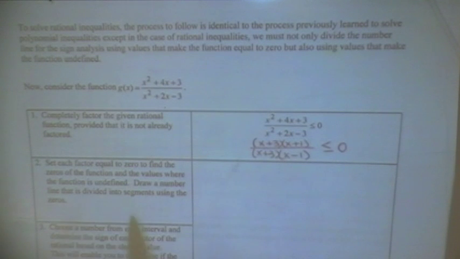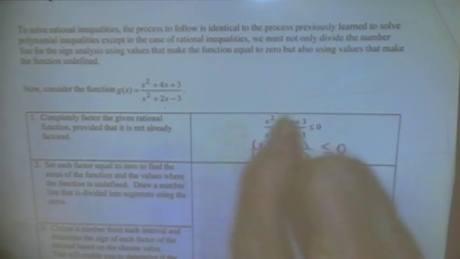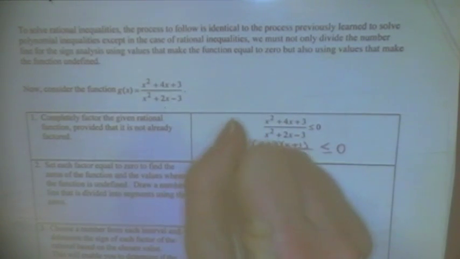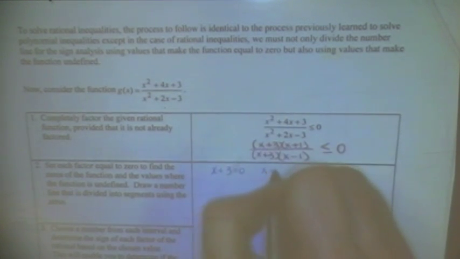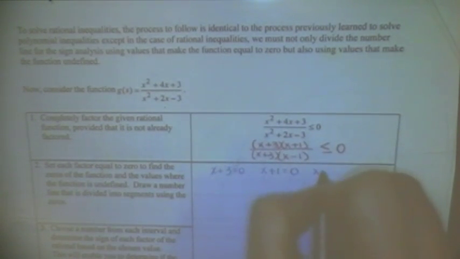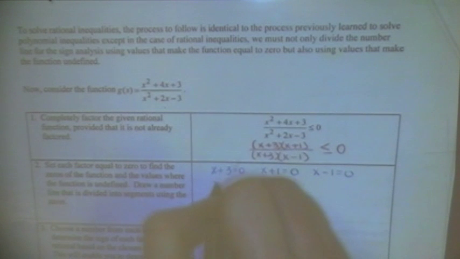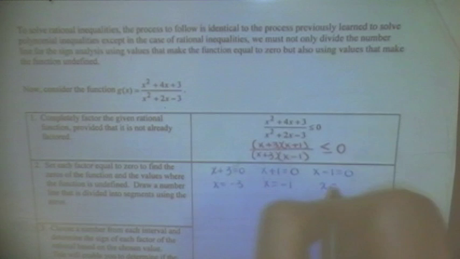Now, step number 2. Set each factor equal to 0 and find the zeros of the function and where the function is undefined. Now, we did this on the previous page, but just so you know what we're doing, x plus 3 equals 0, that's here. x plus 1 equals 0. x plus 3 I've already written, so you don't have to write it twice. And then x minus 1 equals 0. So x equals negative 3, x equals negative 1, and x equals 1.